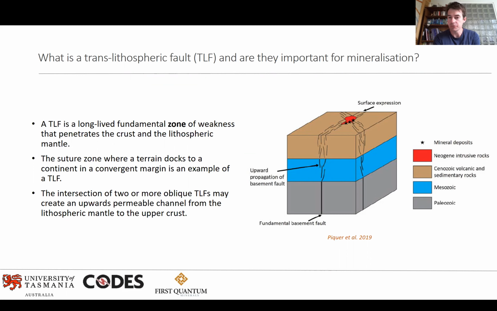The intersection of two oblique translithospheric faults is a great place to localize permeability, as the diagram on the right shows. Basically, we think that intersections are providing a focus for both magmatism and also hydrothermal fluids from the upper mantle into the crust.